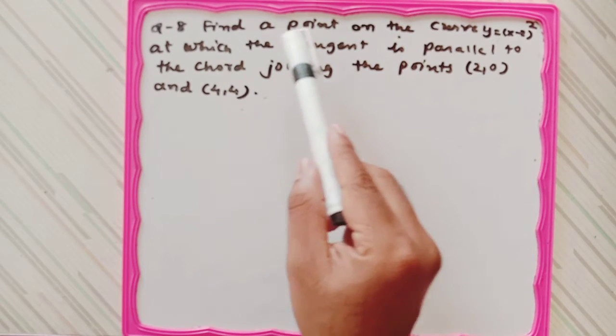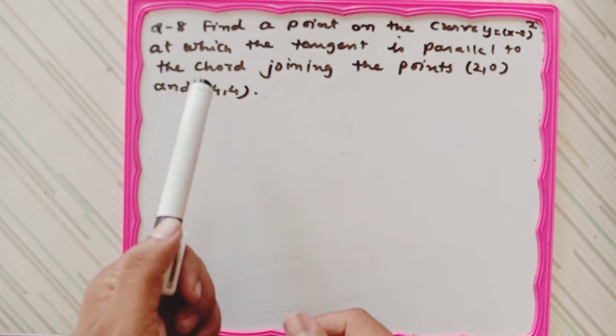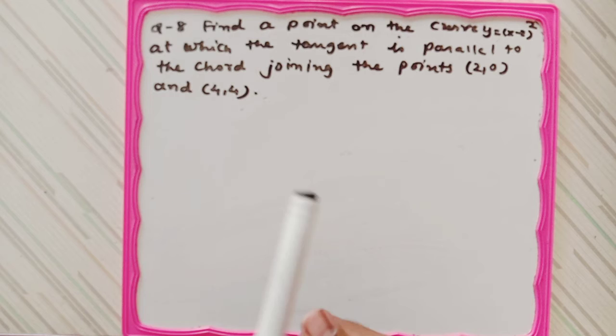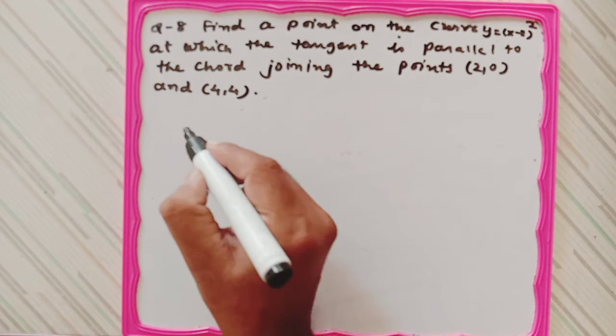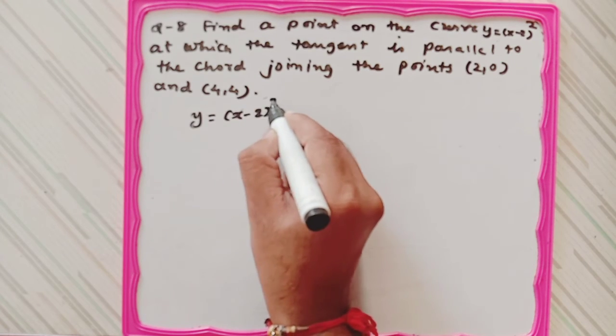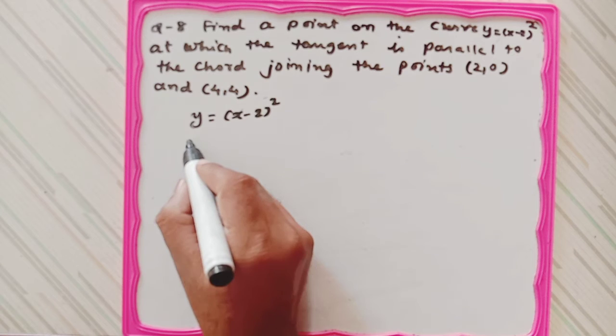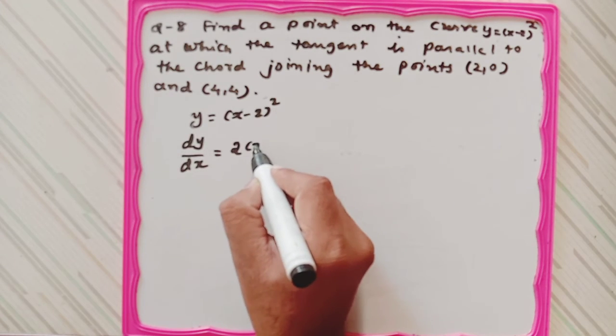Eighth question, we have: find the point on the curve y equals (x minus 2) whole square at which the tangent is parallel to the chord joining the points (2, 0) and (4, 4). So we are given the curve y equals (x minus 2) whole square, and so we differentiate with respect to x, and dy by dx equals 2 into (x minus 2).